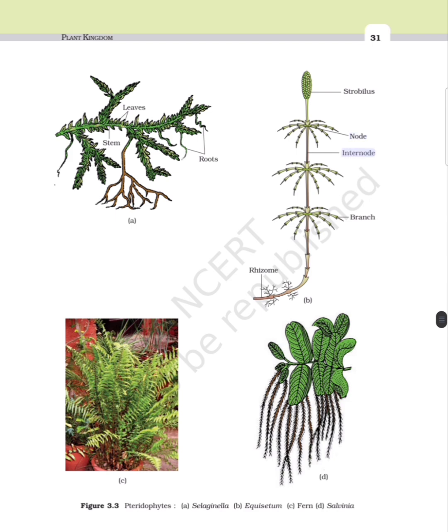Strobilus. Node. Internode. Branch. Rhizome. Figure 3.3 Pteridophytes. A. Selaginella. B. Equisetum. C. Fern. D. Salvinia.